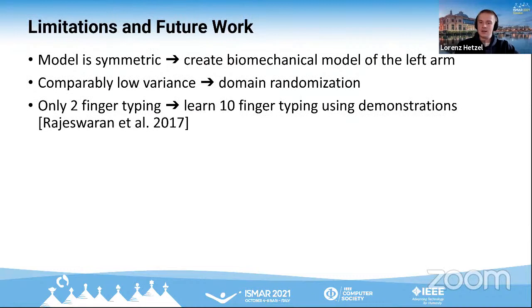And lastly, our model is currently only typing with 2 fingers. From our initial impressions, it would seem unlikely that real 10-finger typing can be learned using just current reinforcement learning techniques. We would expect that you would need to use demonstrations or imitation learning to warm start the reinforcement learning algorithm.